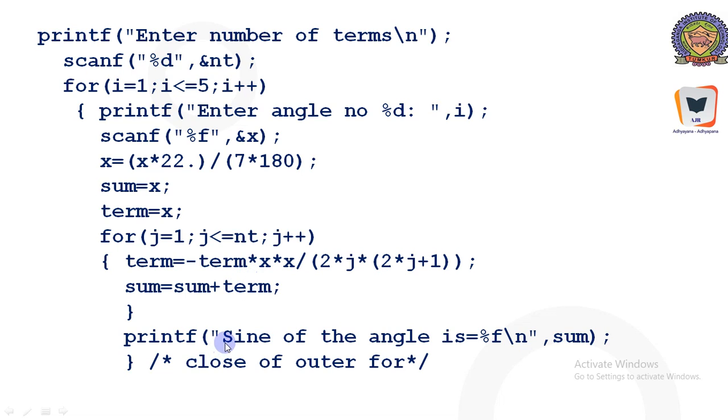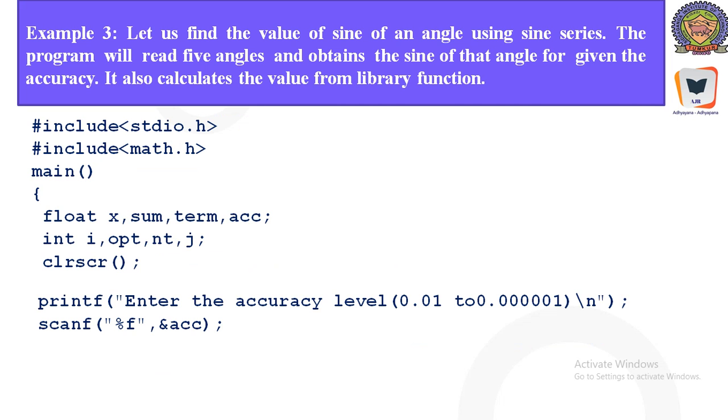Now at the end we will print the sine of the angle, that is the percentage of sum. Sum will contain the answer. Close the outer for loop. So now this for loop will end only upon computing the sine values of 5 angles. Okay, we will go for the next kind of a problem.